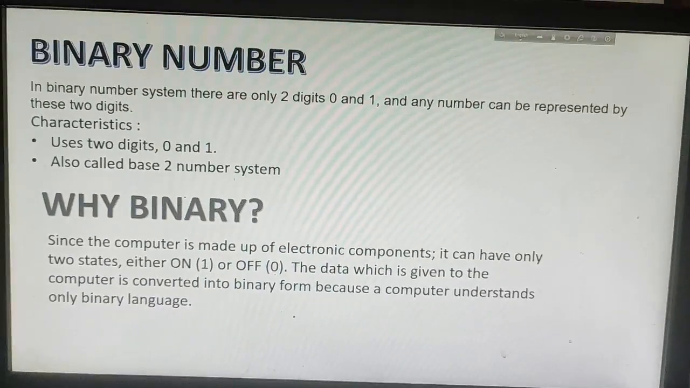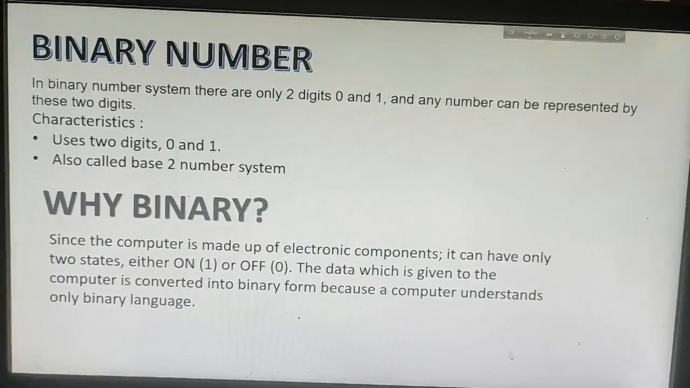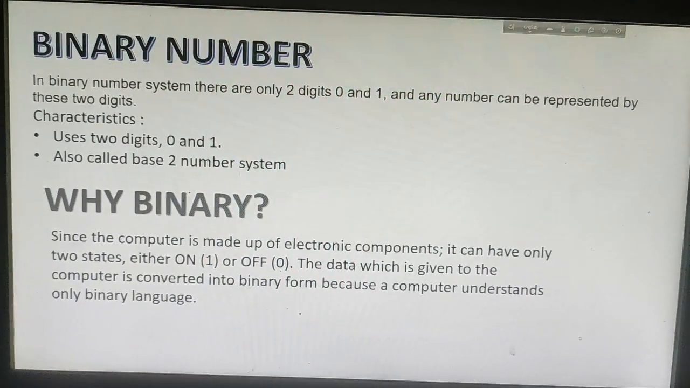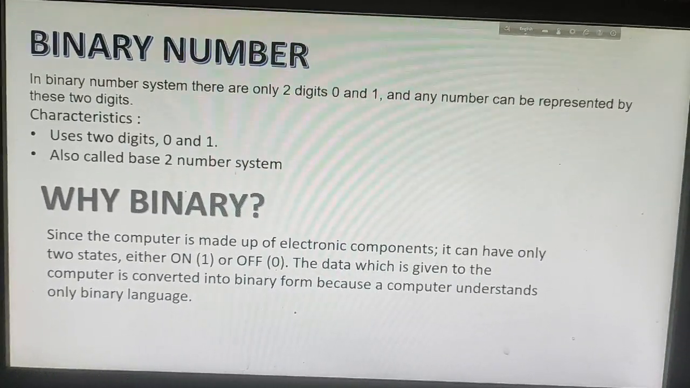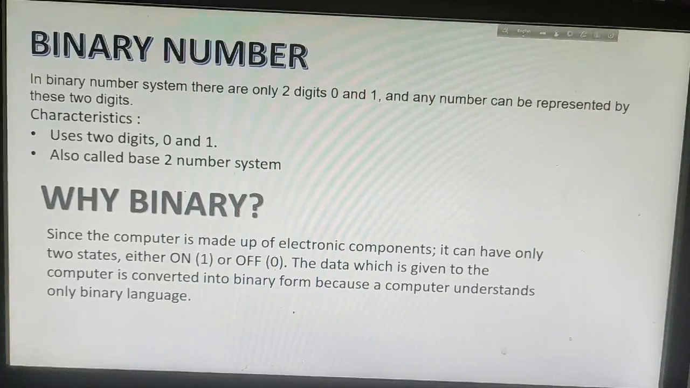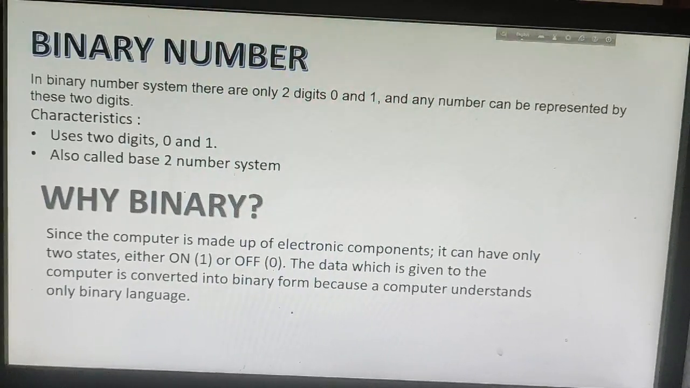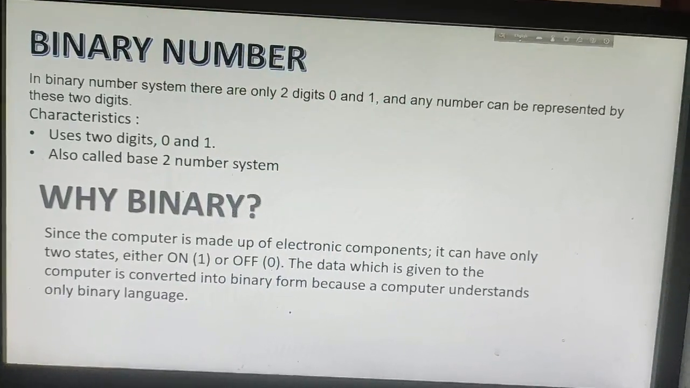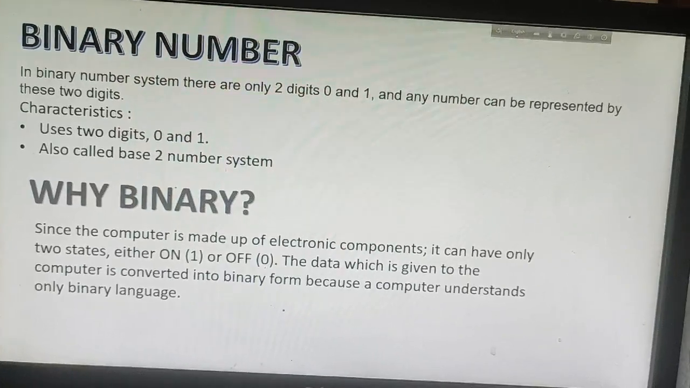So let's start with the binary number system. So what is this binary number system? In the binary number system, there are only 2 digits, that is 0 and 1. And we use this binary number system in our computer. And our computer can only understand this binary number system because it has only 2 states, that is on and off state. That we will know later on.